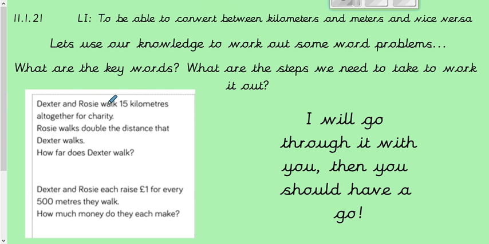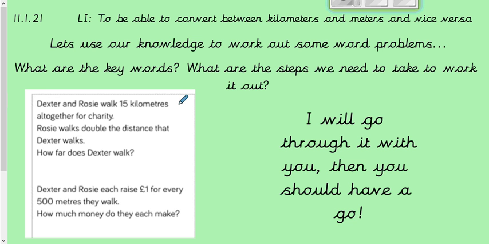So Dexter and Rosie walk 15 kilometres altogether for charity. Rosie walks double the distance that Dexter walks. How far does Dexter walk? So this is the first question. We'll look at the second one in a minute. So based on this first one then, what do you think are the key words? So if you want to pause it to have a think, then go for it. If not, I'll just crack on.